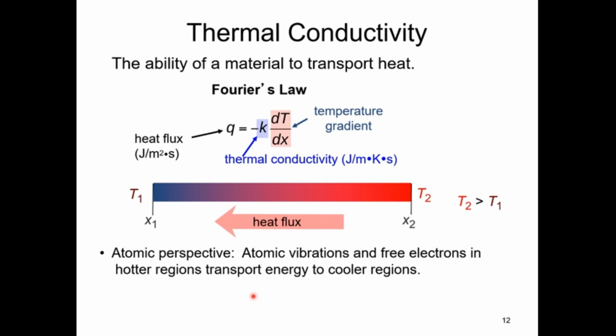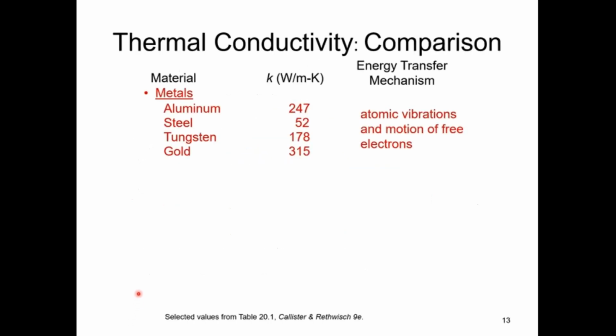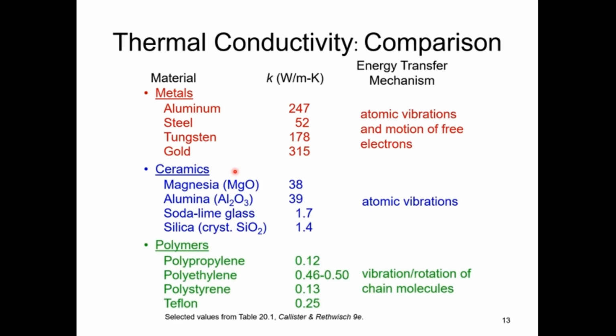If you imagine it from an atomic point of view, the atomic vibrations and free electrons in hotter regions, let's say this area has a high temperature, will transport energy to the cooler regions. If we compare the conductivity of materials between metals, ceramics and polymers, metals show a very high thermal conductivity as compared to ceramics and polymers.